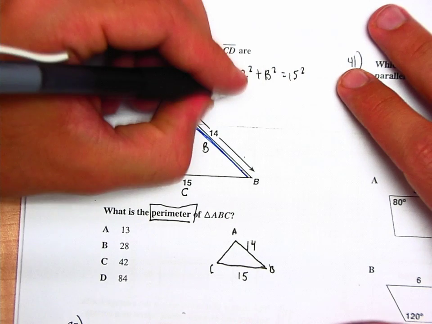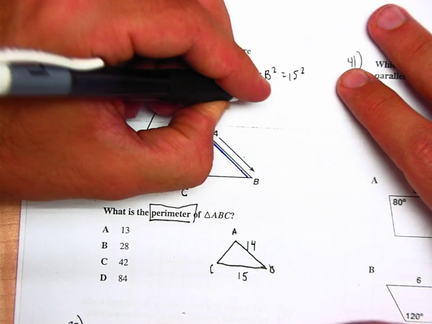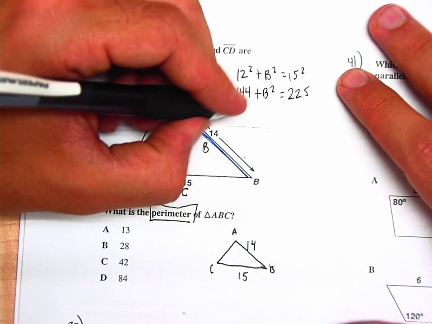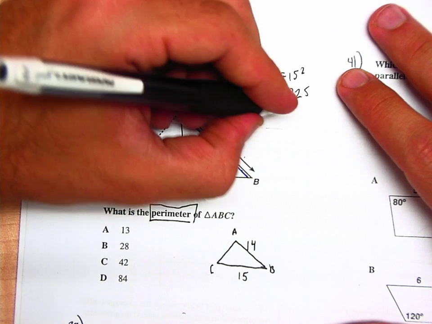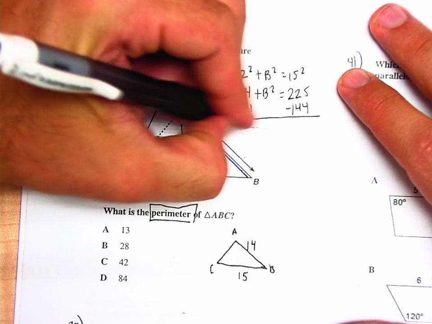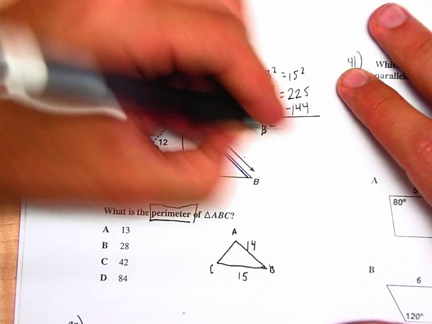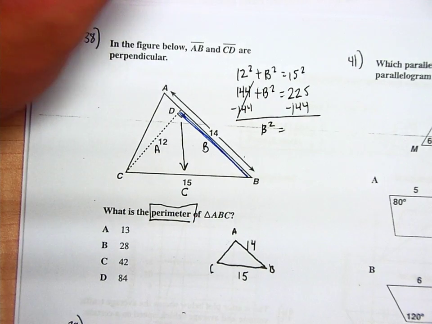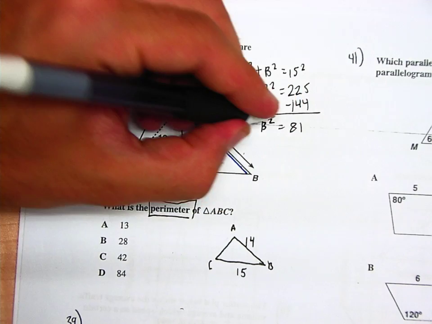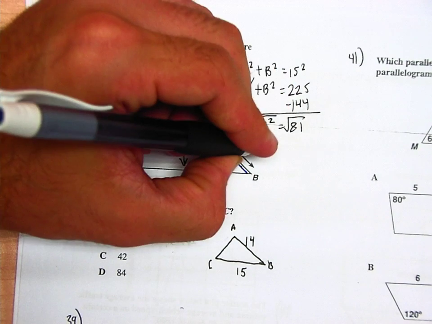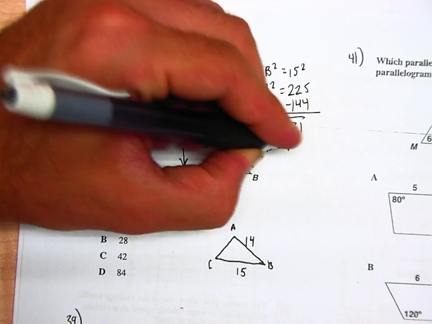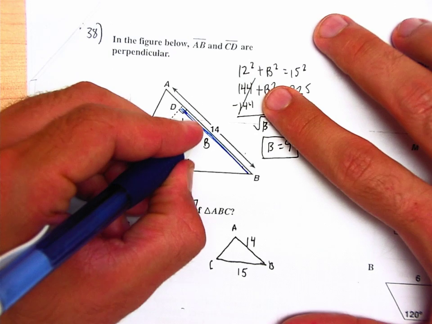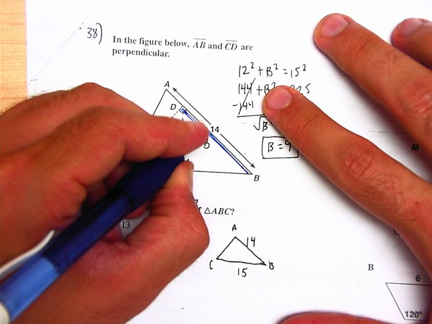And so what that means is 12 squared plus B squared equals 15 squared. I'm going to solve for B. 12 squared equals 144, plus B squared equals 15 squared, which is 225. I subtract my constant, and B squared equals 225 minus 144, which is 81. Find the square root, and B is equal to 9. So what I've just figured out is that this blue side here is 9 units long.